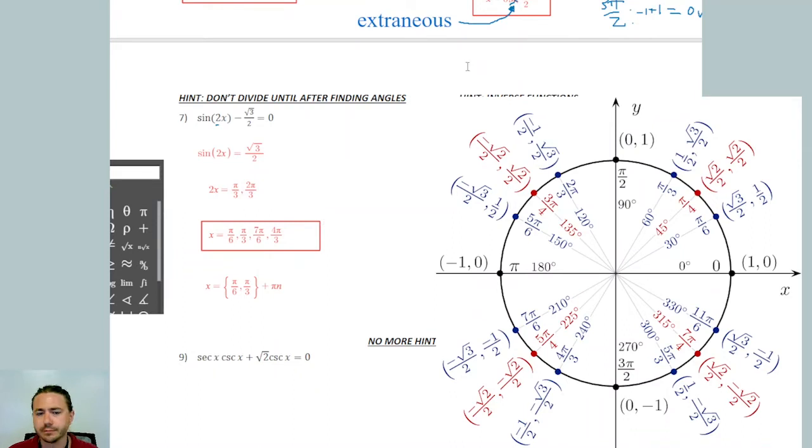Okay, number 8. Here, it looks like we need to subtract 6 from both sides, and then we're probably going to end up factoring this. So tangent squared theta plus 5 tangent theta minus 6 equals 0. This is going to be a factoring problem.